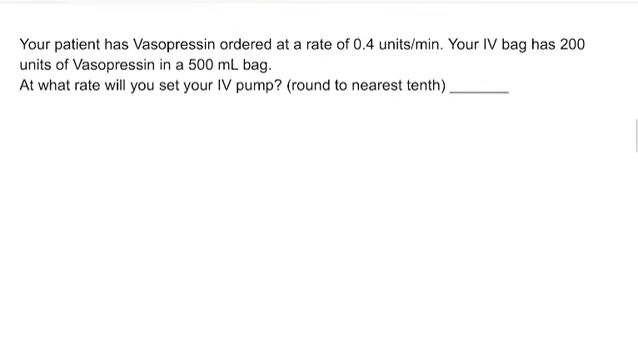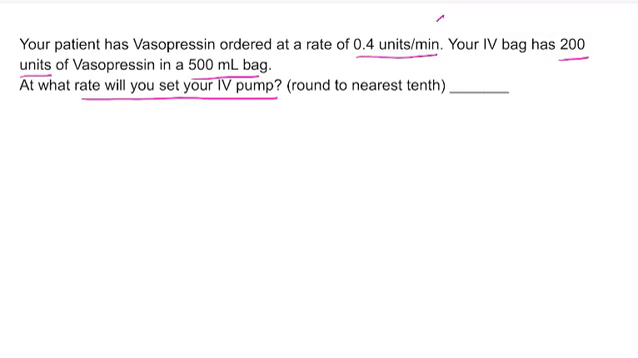End of the question first. At what rate will you set your IV pump? Okay, so I'm looking at an hourly rate. And let's take a look. Vasopressin at a rate of 0.4 units per minute. Your bag has 200 units of vasopressin and 500 milliliters.